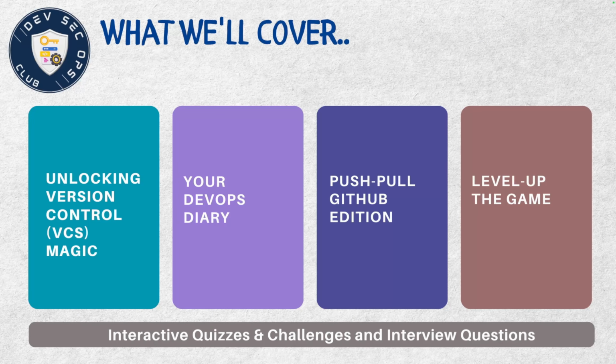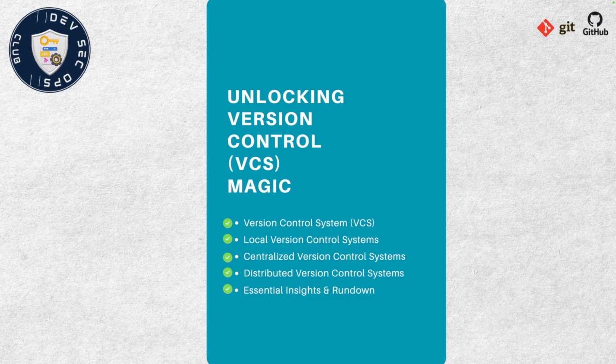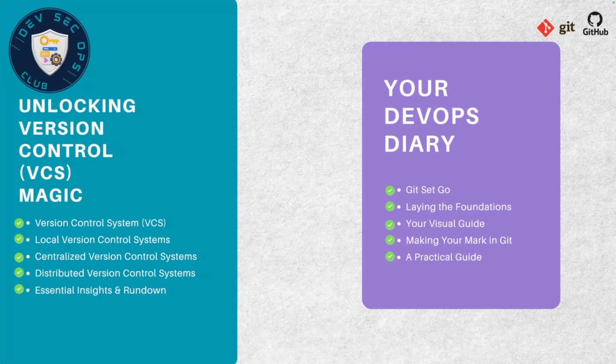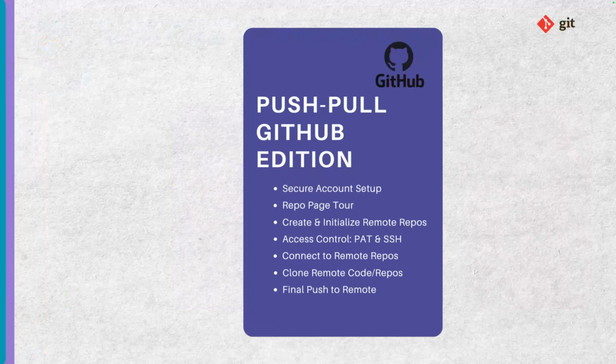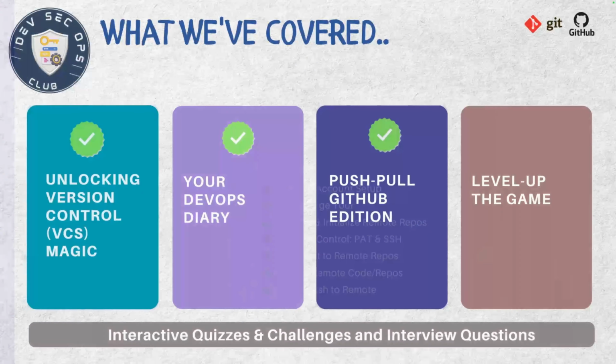So what we will cover today, before that I will quickly recap what we have done. We have done all these things, and then we finished the basic commands, and after that we started our GitHub edition. In that we completed how to create a secure account, what options are available on the repository page, initializing a remote repository in different ways, creating our personal access token, connecting with the repository, cloning with various options, and finally pushing code to the remote. So that's what we did in the last session.